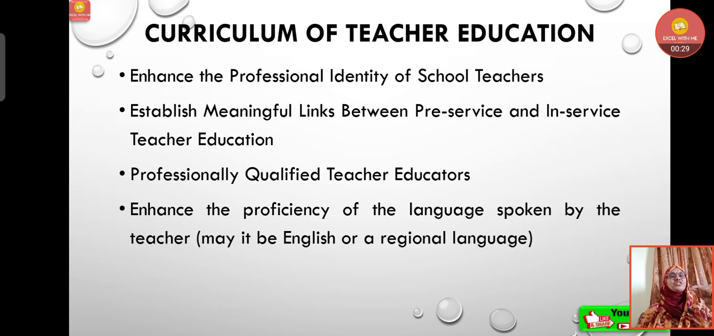To enhance the professional identity of school teachers, establish meaningful links between pre-service and in-service teacher education. Pre-service means before entering into the service, they get the training to become teachers, for example, B.Ed, D.El.Ed, etc. Then in-service teacher education, already the teachers who are working and they are taking any courses or any training, that is in-service teacher education. Now, professionally qualified teacher educators are also very important for this curriculum of teacher education.